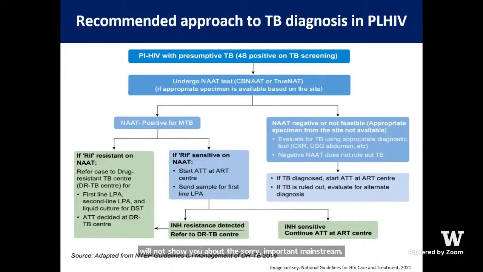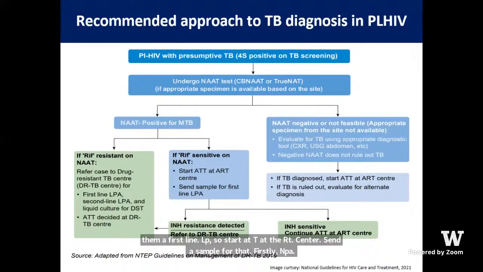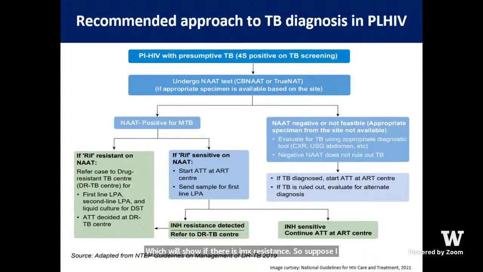Then we have to give them a first line LPA. So start ATT at ART center, send a sample for the first line LPA, which will show if there is INH resistance. So suppose INH resistance is there, it has to be referred to the DRTB center for INH mono-resistant treatment, 6 to 9 months of a quinolone containing regimen. Instead of the INH, they'll be giving quinolone. That is to be taken care of at the DRTB center. That is the part of the DRTB.